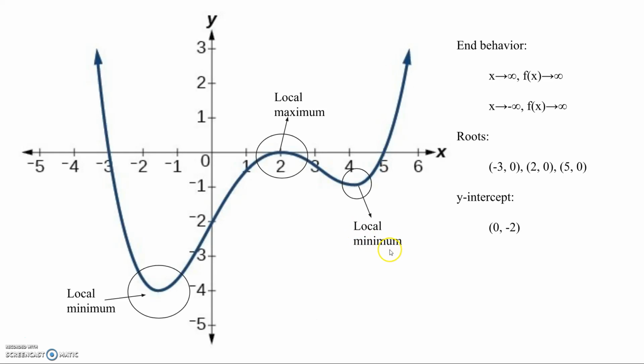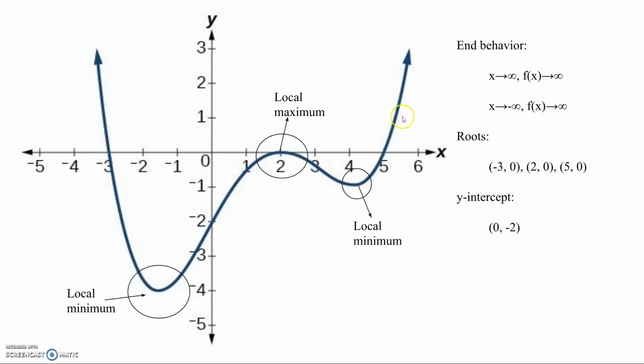So here is a graphing example for the vocabulary. The roots for this graph are (-3, 0), (2, 0), and (5, 0). And the only y-intercept for this is (0, -2).